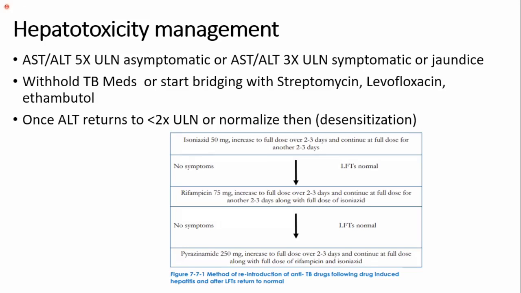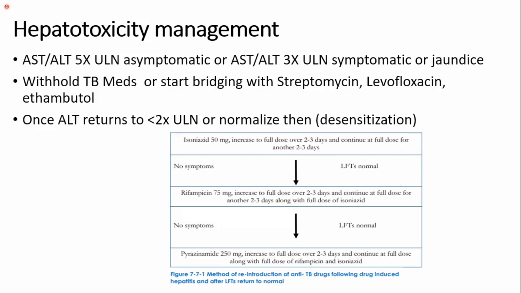So you wait until it returns to normal value, or slightly less than up to 2 times upper limit of the normal. And then you can actually reintroduce. So then, of course, you can't use the fixed dose combinations. You separately introduce isoniazid. So this is the order you go about. So you stop all the liver toxic ones, the isoniazid, rifampicin, and the pyrazinamide, and you try some other bridging therapy if necessary. And then when the liver function is normalized, you give isoniazid first separately, not the fixed dose combinations.